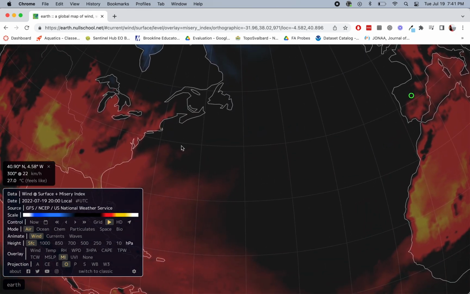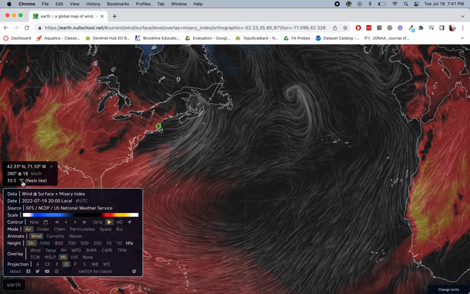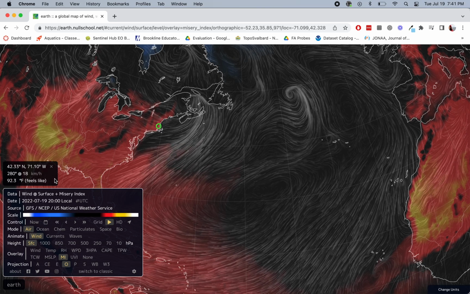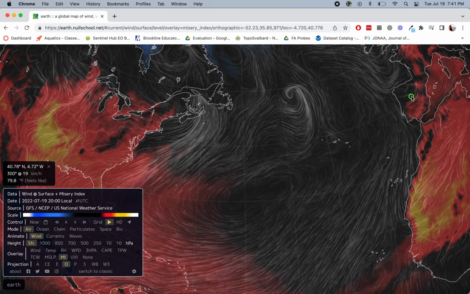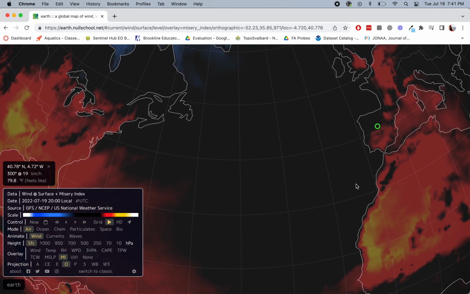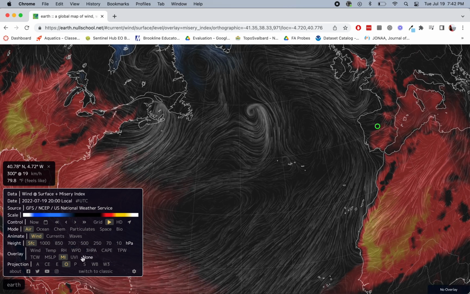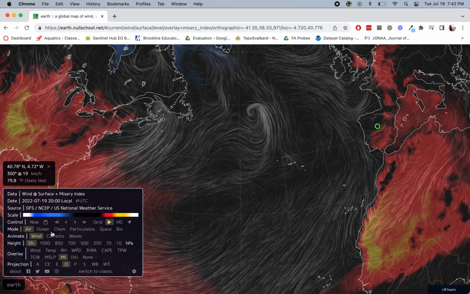Whereas if I go over here to Boston, even though the temperature is lower, the misery index feels like, here, let's put it in Fahrenheit, 92.3 degrees, whereas here in Madrid, it feels like 79.8 degrees. So you can see that they'll take into account those as well. So these overlays can be useful as well.